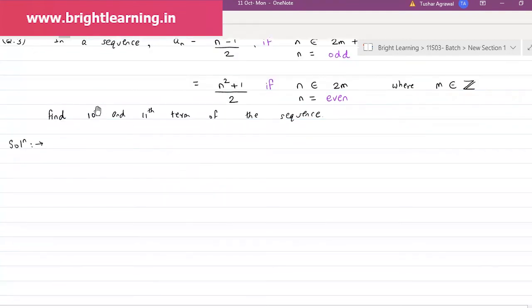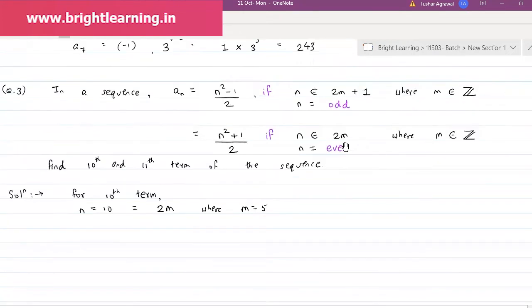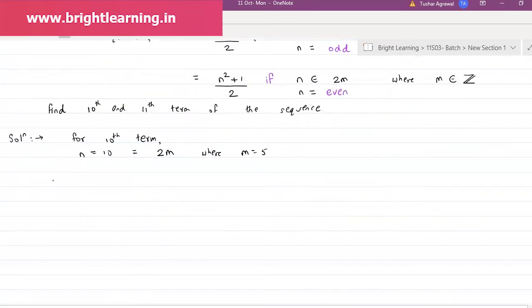So when we are seeking the 10th term of the sequence, n is equal to 10. Can you see that it is of the form 2 multiplied by m, where m is equal to 5? It is of the second form. So the 10th position is given by the second formula, n square plus 1 upon 2. That is 10 square plus 1 upon 2, so that will be 101 upon 2. Got it?